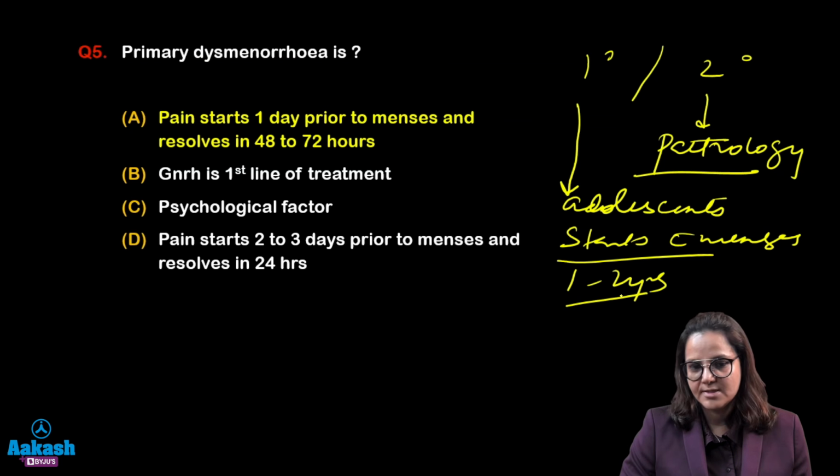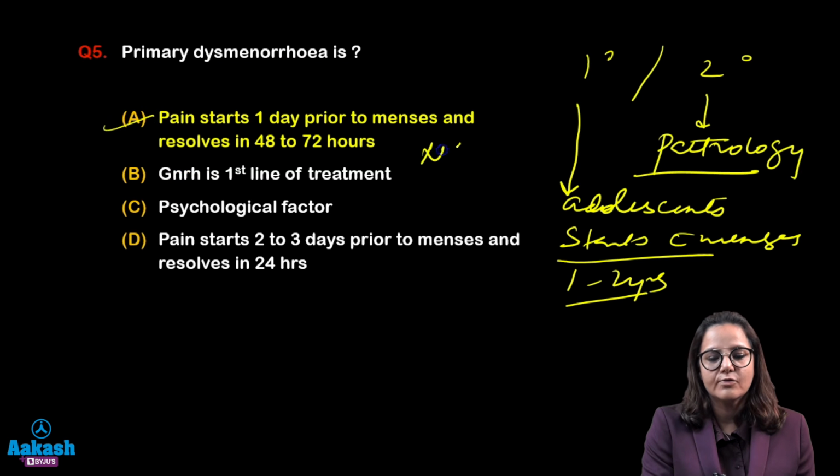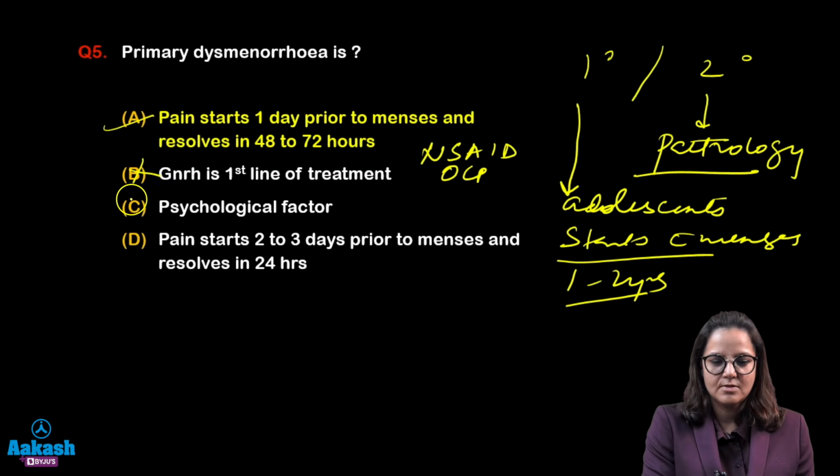So no pelvic pathology is there. The pain starts 1 day prior. It can continue for 2 to 3 days. What is the first line of treatment? So the first line of treatment is NSAID. Also, oral contraceptive pills can be given. So GnRH is not the first line of treatment. Can psychological factor be associated with it? Not really. And this is definitely not the answer of choice.